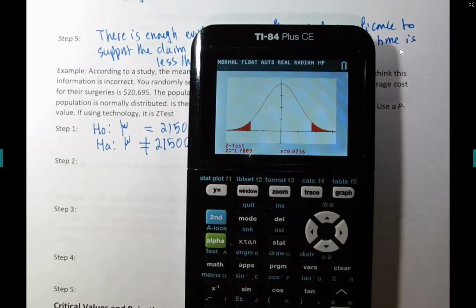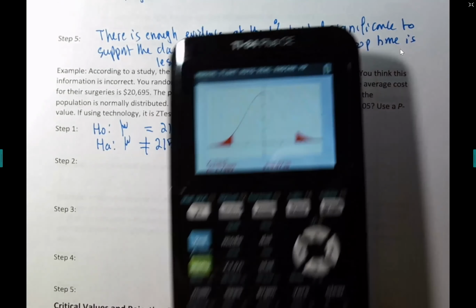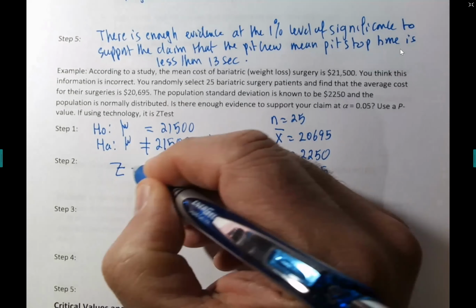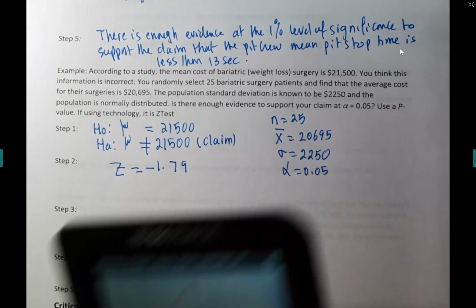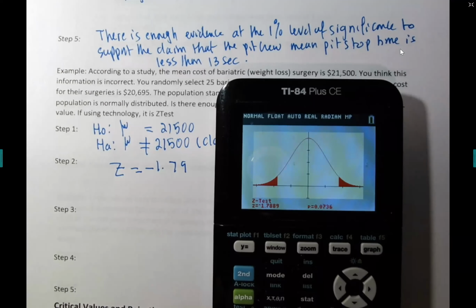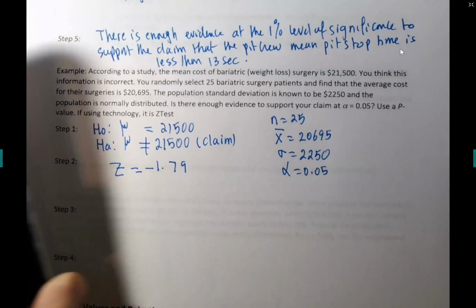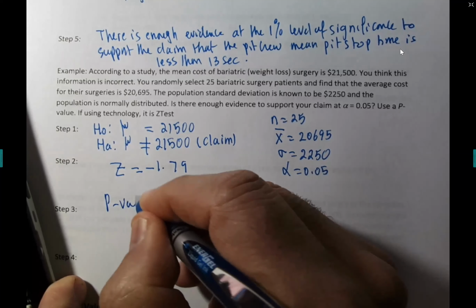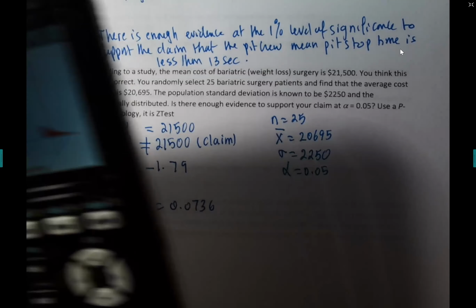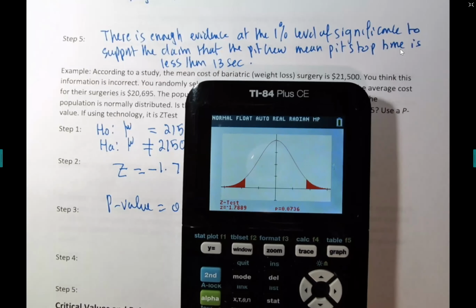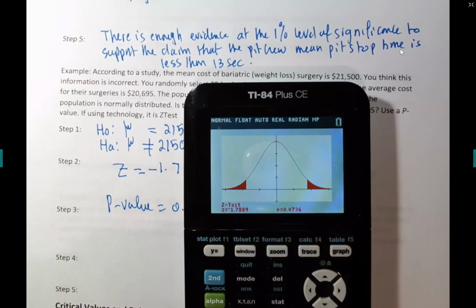Okay. So Z, step number 2, is negative 1.79. You agree? And the p-value, guys, let me copy it: 0.0736. You see how much time the calculator saves us? It gives us the 2 steps that require most of the work.